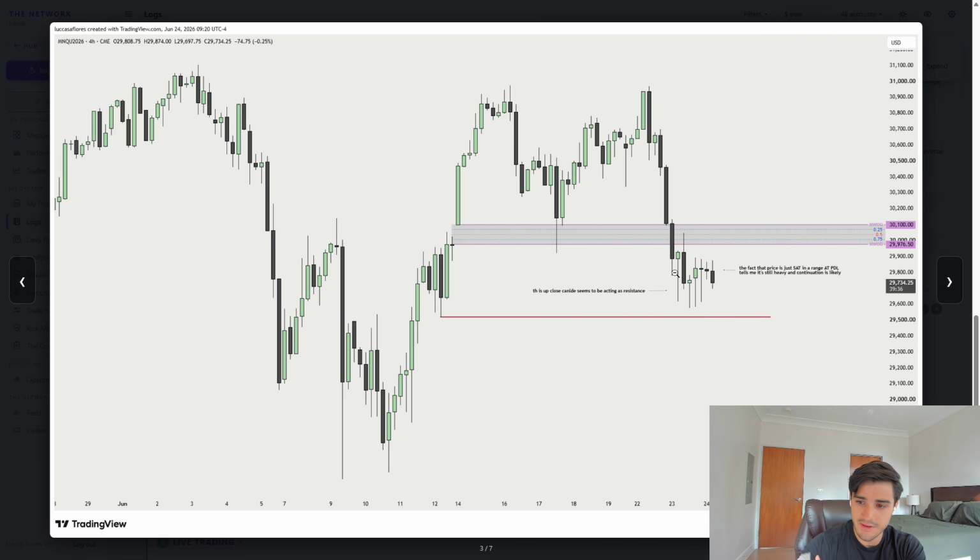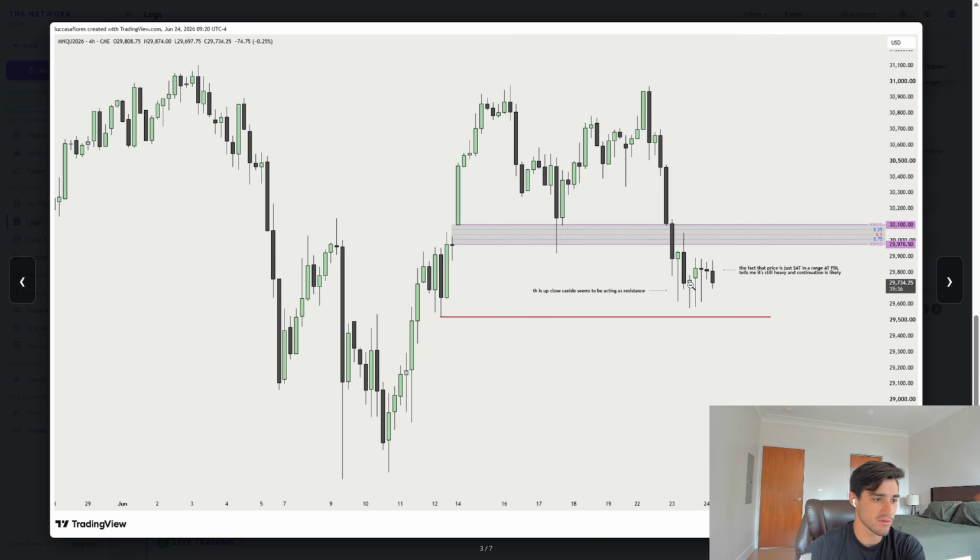And I really like the fact that we just sat on previous daily low. So the fact that price has just sat in a range at previous daily low tells me it's still heavy and continuation is likely. So instead of seeing an internal rebalance, meaning we trade up, rebalance to this bearish value up here, and then see continuation, we just sit on previous daily low. So this candlestick is previous daily low, and the market just consolidates around that.